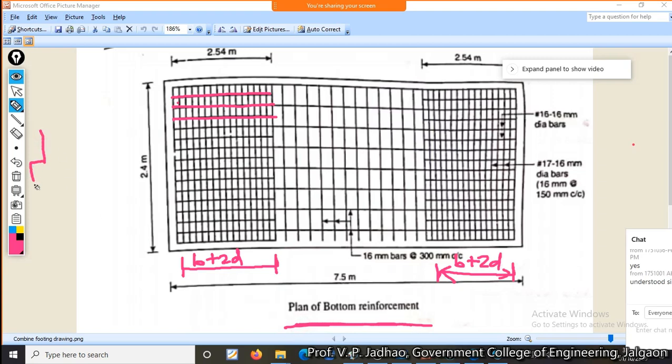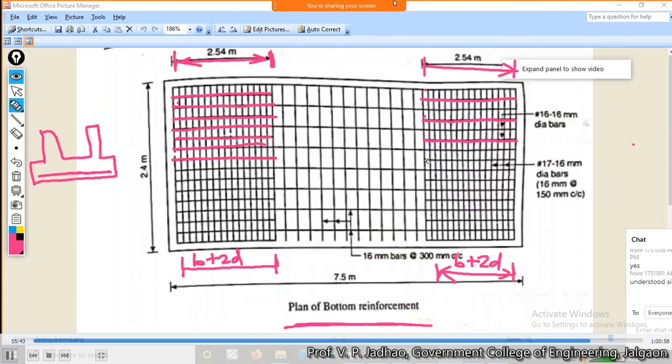If this is your footing, we'll be providing this bottom reinforcement here only. So this mesh is like this. We'll be providing these bars at 150 mm center to center up to a distance of 2.54 meter, again like this. On the right side also, this distance will be 2.54 meter, and then we'll be providing in this region up to a distance of 2.54 meter only, like this.